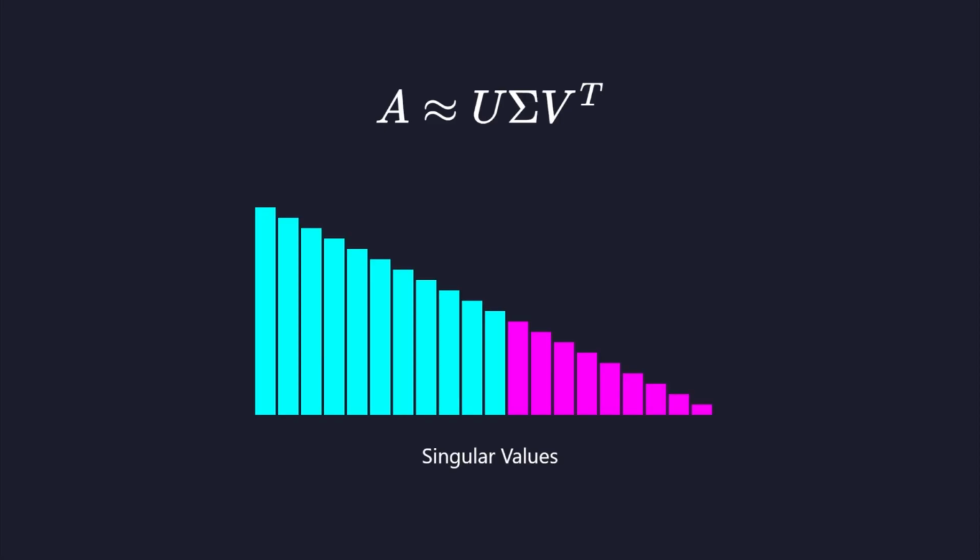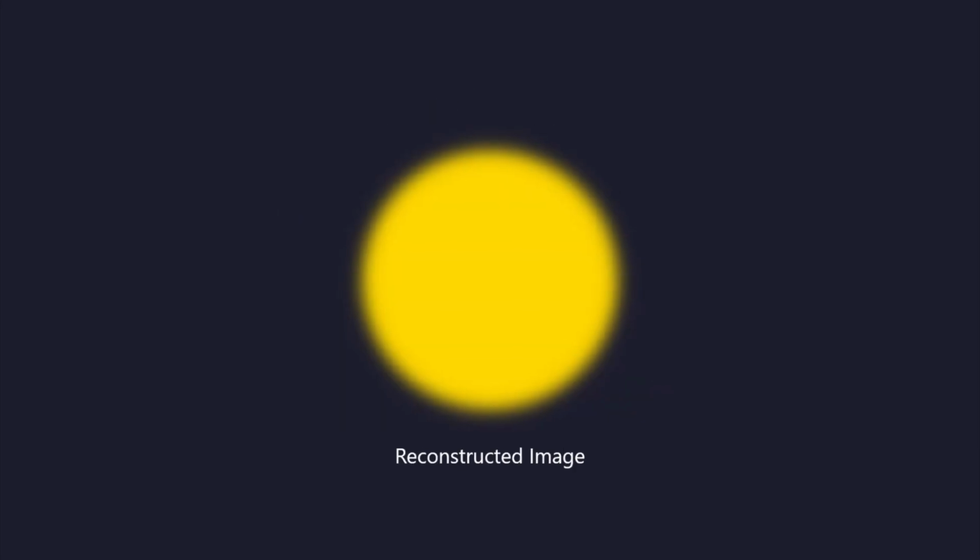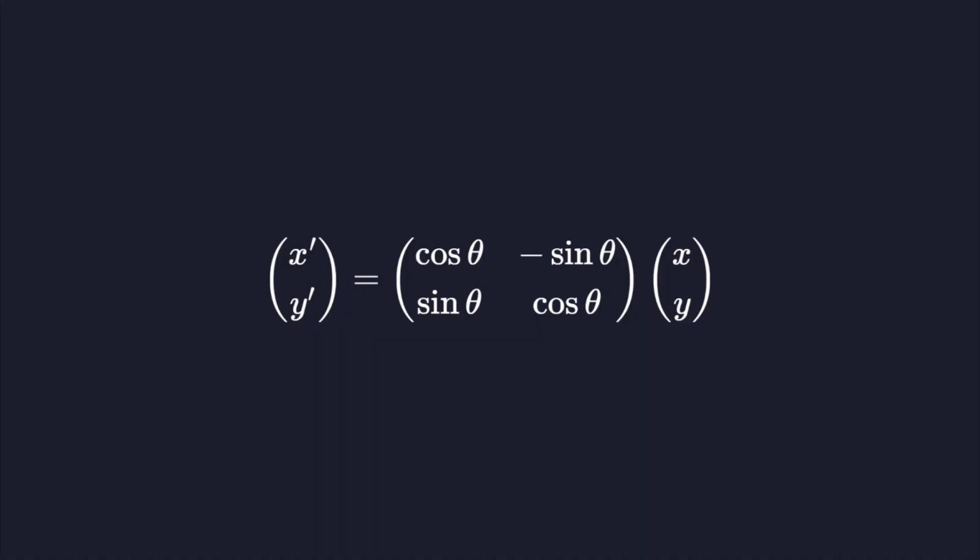Singular value decomposition is used in image compression by discarding the least significant space warps. By keeping only the primary scaling factors, we can reconstruct a recognizable image using a fraction of the data. From the rotation of a robotic arm to the spread of heat in a metal plate, matrices provide the universal language for spatial change. They turn the abstract concept of transformation into a concrete numerical reality.